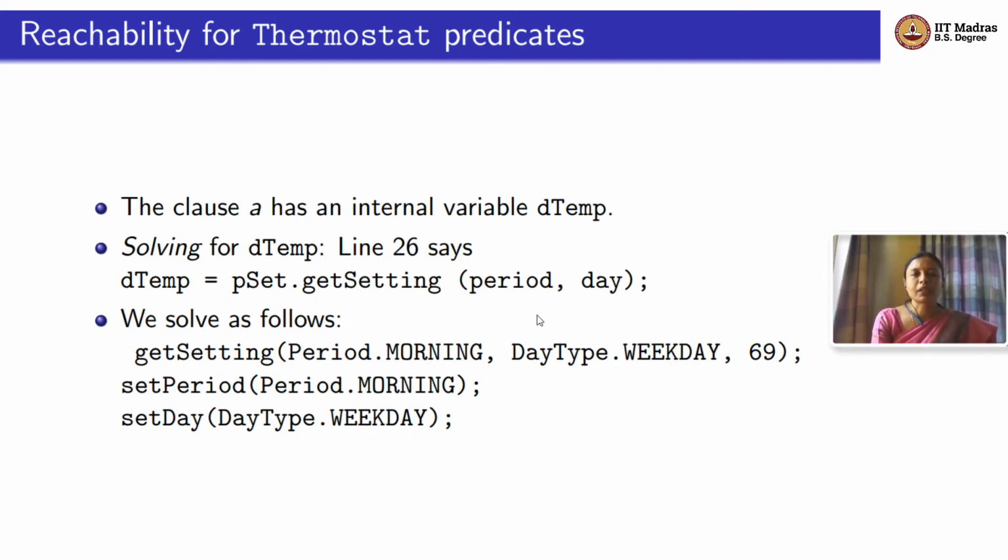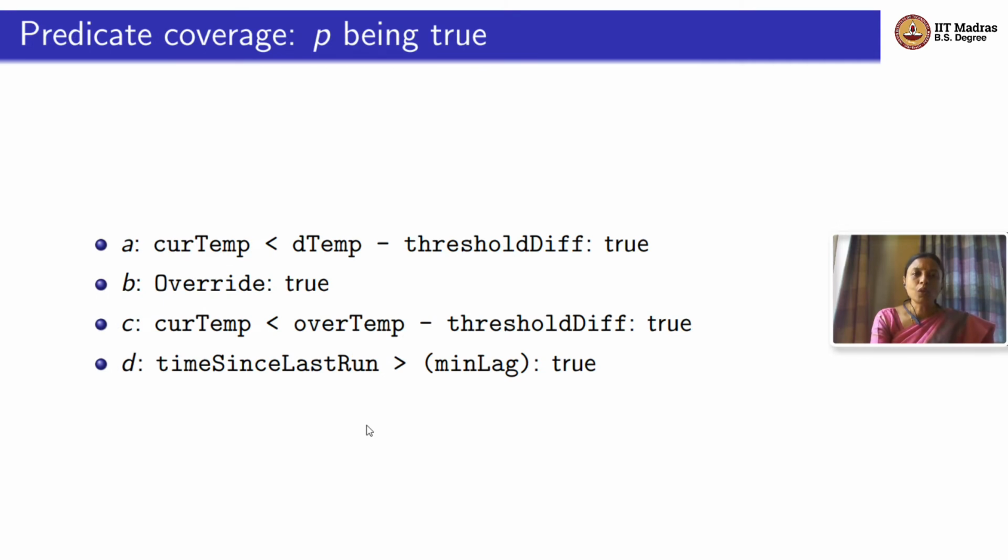So set something. Let's say period is morning, day type is weekday, and temperature is 69 in Fahrenheit. So you say set period is morning, day type is weekday. Now you substitute for clauses A, B, and C. The rest of them were actual values A, B, and C.